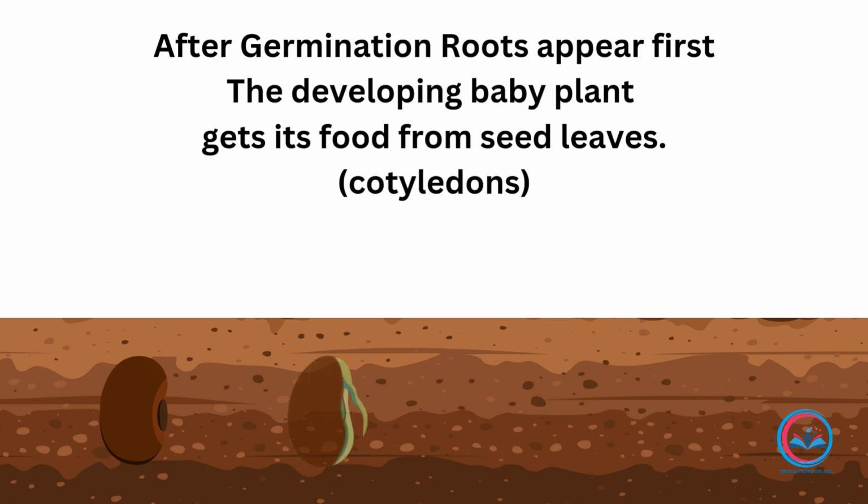Upon germination, roots appear first. The developing baby plant gets its food from the seed leaves called cotyledons. We have already discussed this in the previous video. You may find its link in the description given below.